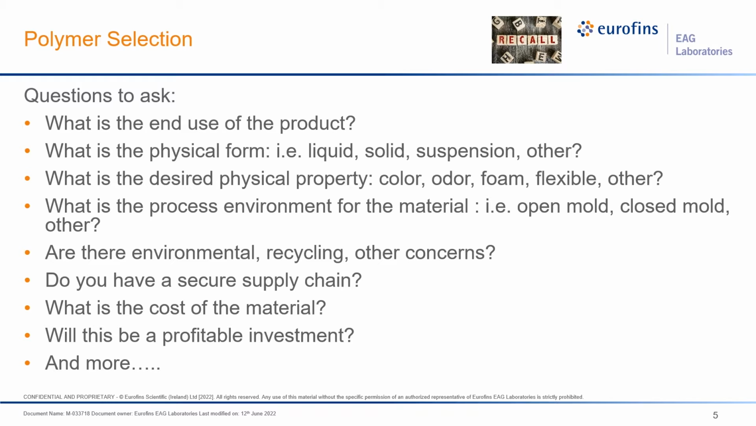How are you going to form your product? For example, open mold, closed mold, blow molding, extrusion, etc. What processing environments, once you have identified what type of molding, what types of environments are you exposing it to? Are you going to be doing extreme heat, extreme cold, wet, dry, anything else in the middle? Are there any environmental concerns?